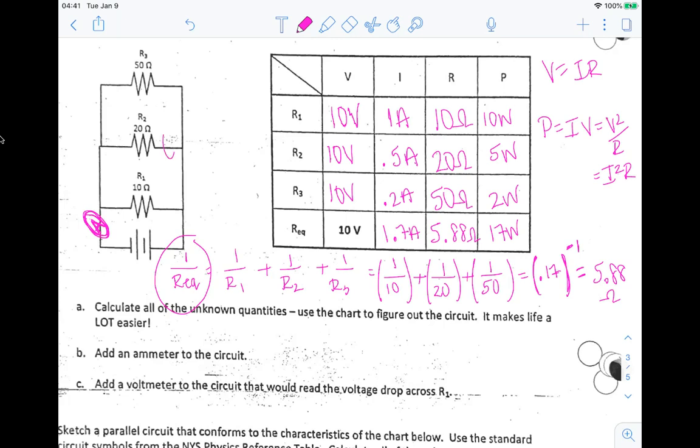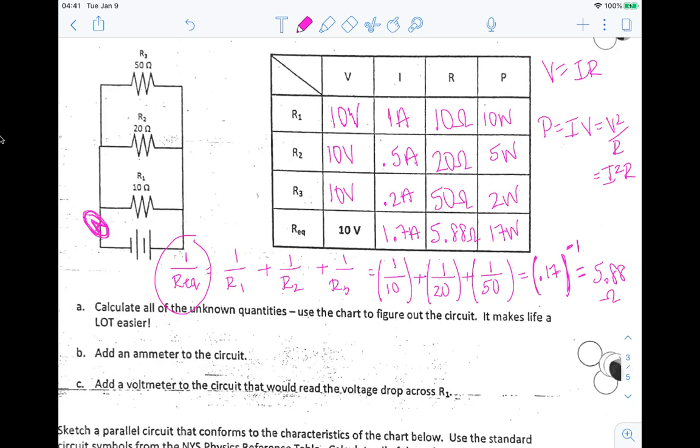If you chose to place the ammeter, say right here, well then this current is only going to read through R2 because it's only on the line with R2. So wherever you place your ammeter, if they told you where they actually wanted it in terms of how much current should be read, that's important where you place it.